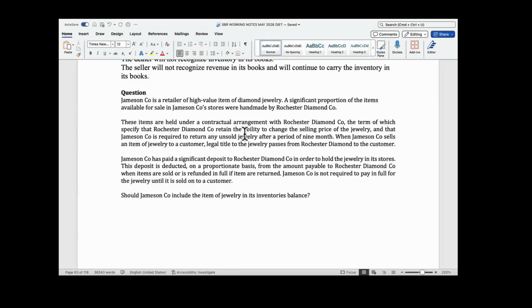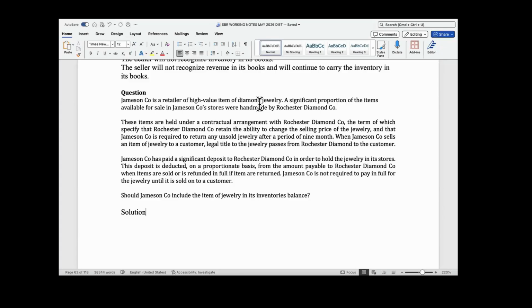Based on my explanation, can somebody give us a simple solution to this? Can this dealer recognize this item in his inventory? Yes, sir, the right response, please go ahead.